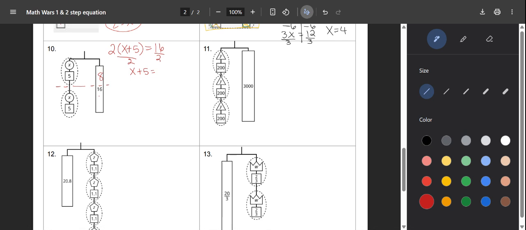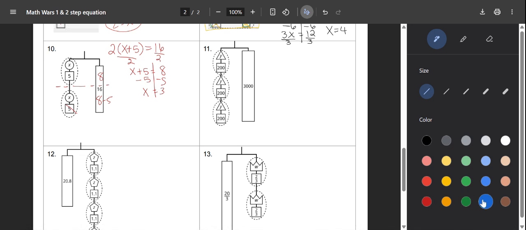Well, half of 16 is 8. And then I can just cut off that bottom weight. But if I cut 5 off here, I got to cut 5 off here. X is equal to 3. Okay? Or I can distribute.